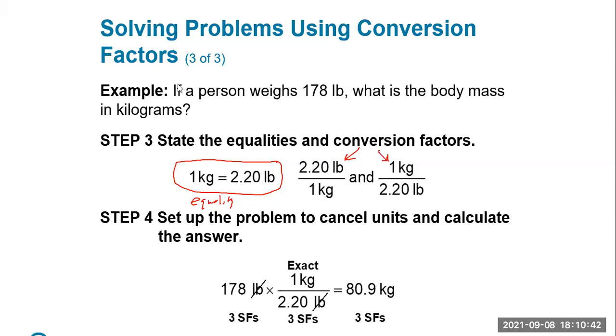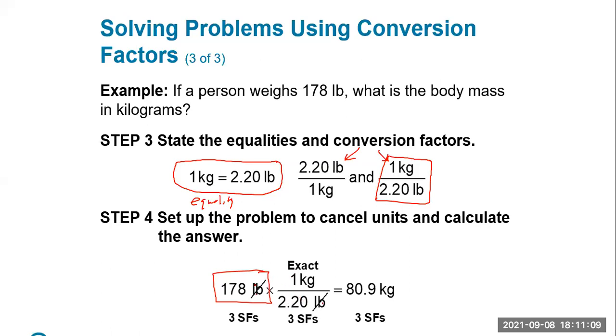And again, we're going to be starting with our number that was given to us, which is pounds. So pounds again are on top, so we want to use it where pounds are on the bottom. That's why we would use the conversion factor on the right there. The pounds do cancel. We're going to multiply 178 times 1 and divide it by 2.20.